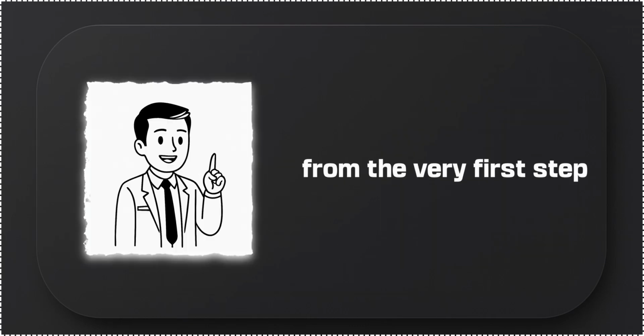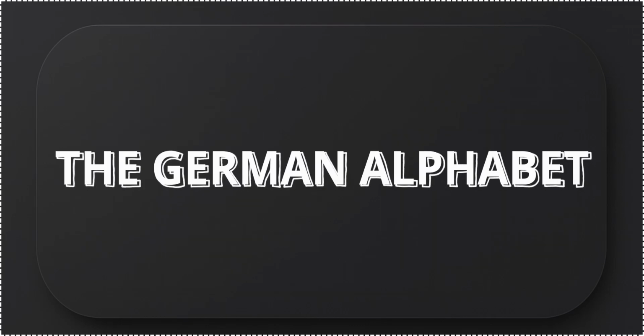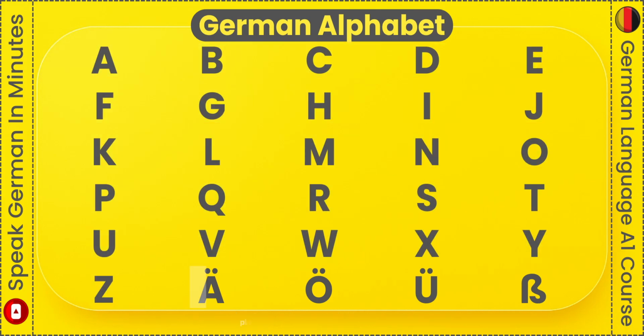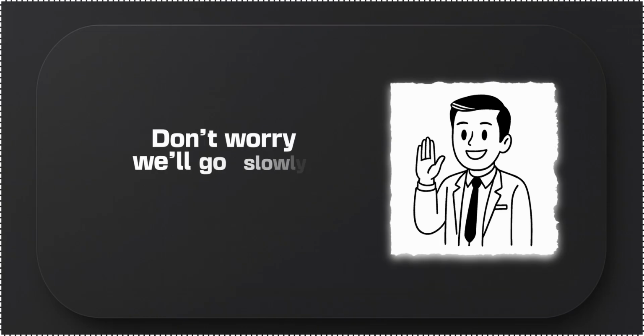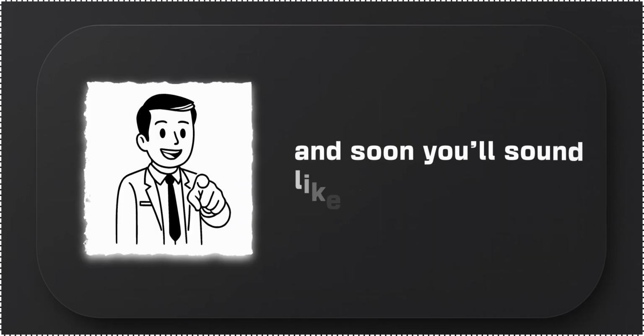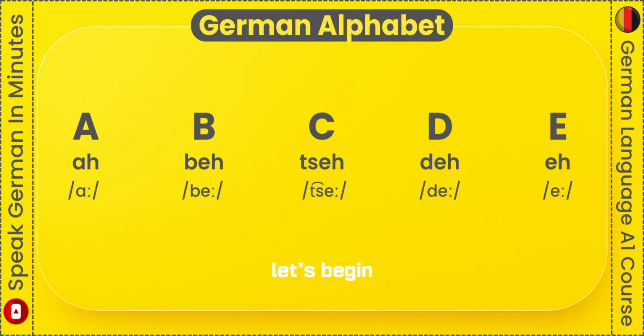From the very first step, the German alphabet. The German alphabet has 26 letters, just like English, plus 4 special ones. Don't worry, we will go slowly, step by step. Listen carefully, repeat after me, and soon you will sound like a native.